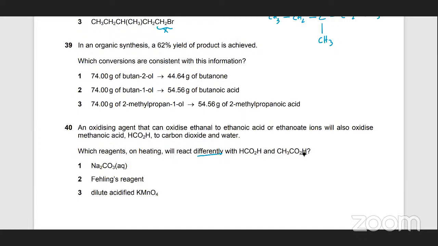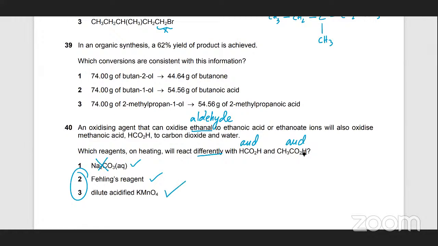They're both acids, right? This is an acid, this is an acid. So carbonates would react with acids. So both of them would react with acids. So that means option 1 is not correct, so 2 and 3 are automatically correct. And they were saying that an oxidizing agent that can oxidize ethanol to ethanoic acid will also oxidize methanoic acid. So he's talking about aldehydes, about oxidizing agents that oxidize aldehydes.